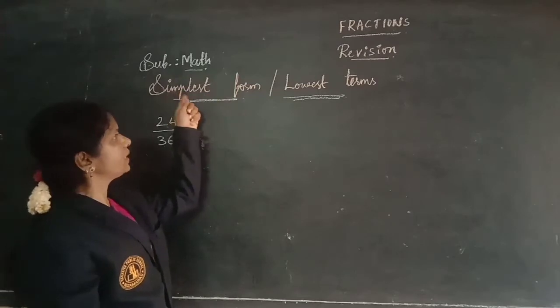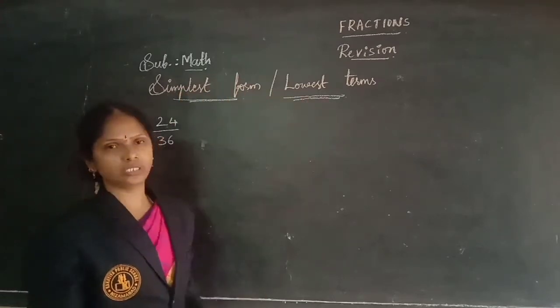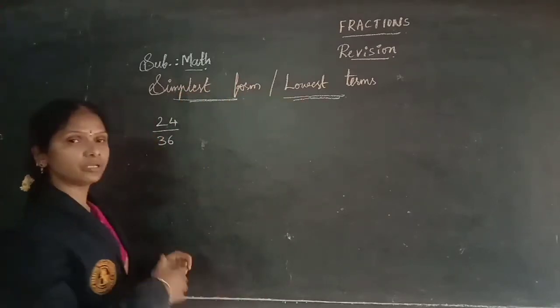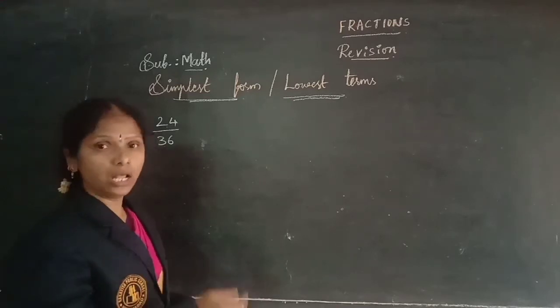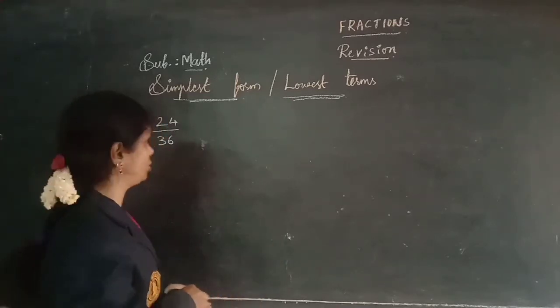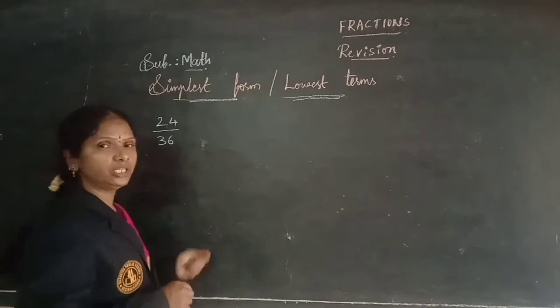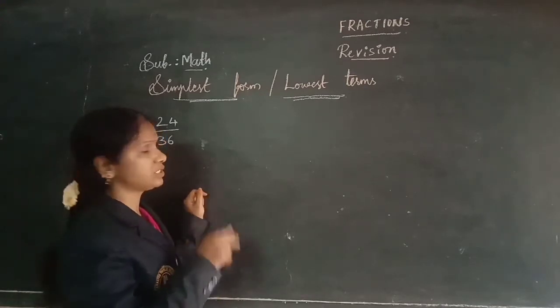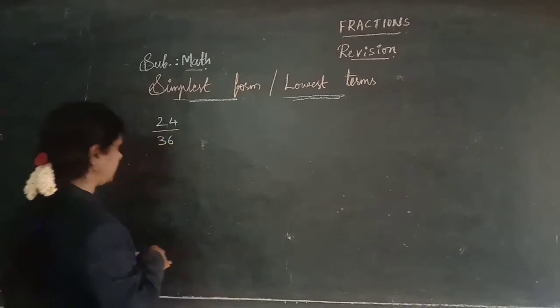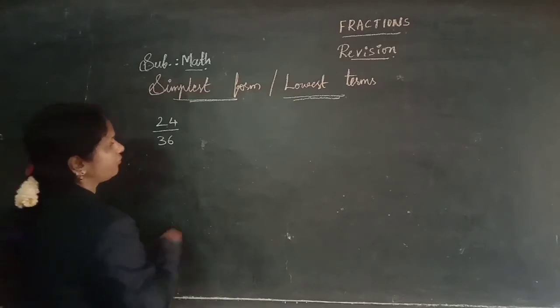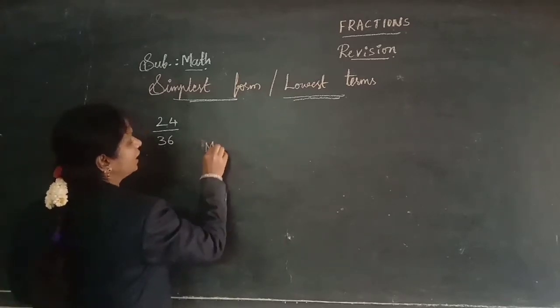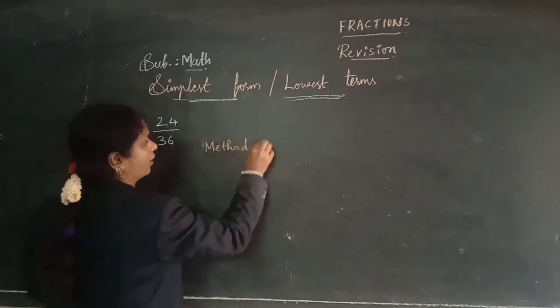Yes, the next topic is simplest form or lowest terms. The given fraction we should convert into the simplest form or lowest term, meaning a smaller fraction, children. So to convert into the simplest form, we have two methods, children. First, let me solve it with method 1.